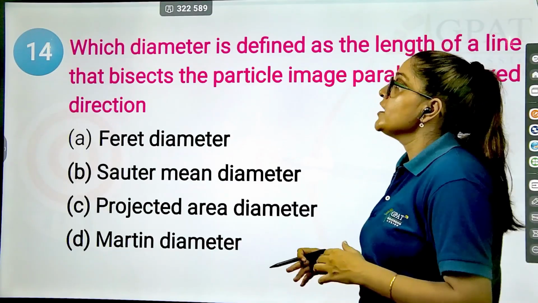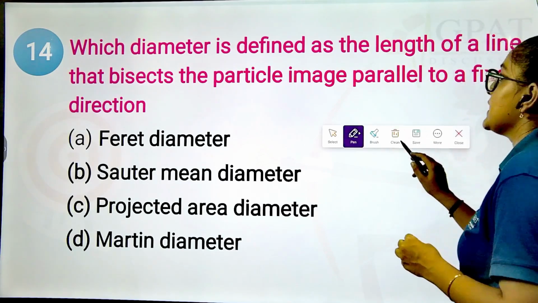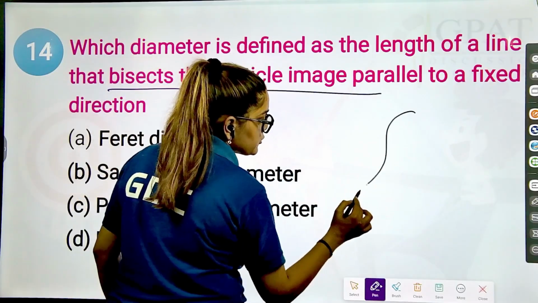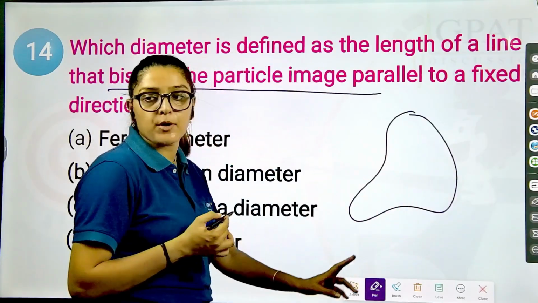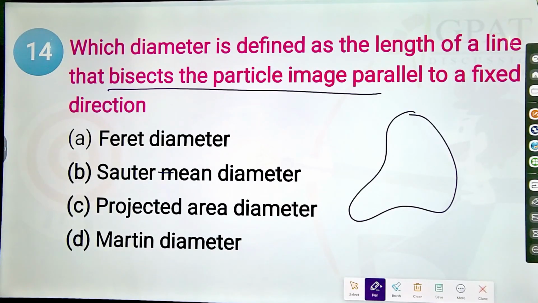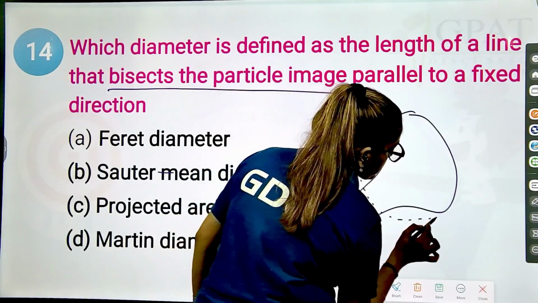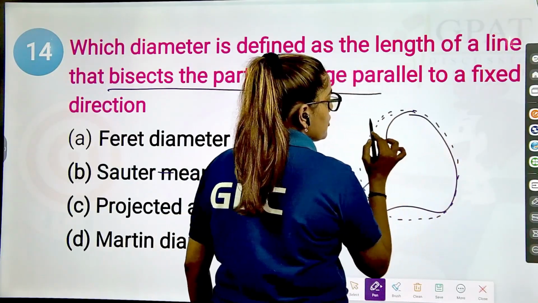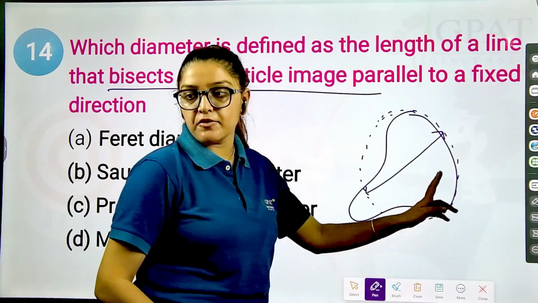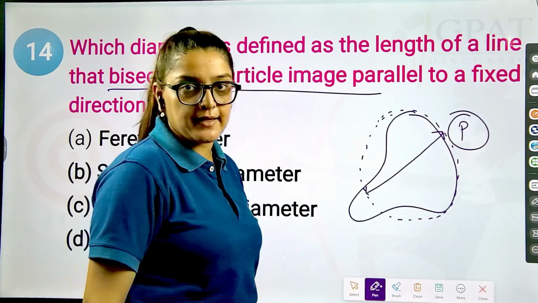Next question. Which diameter is defined as the length of the line that bisects the particle image? For that, you need to understand: suppose you have this type of asymmetric particle. To characterize it, we generally consider it in the approximate shape of a sphere. Now, when viewed from the most stable plane, we say this is the projected diameter.